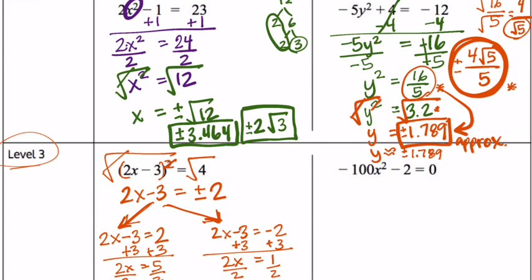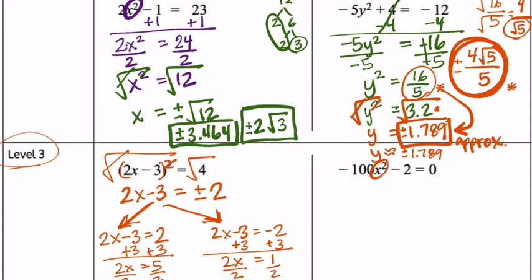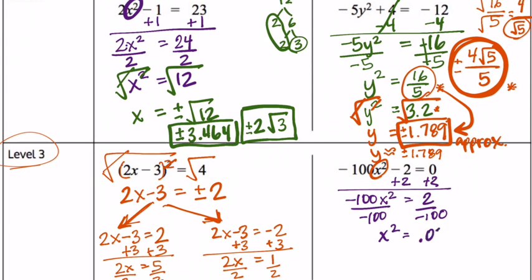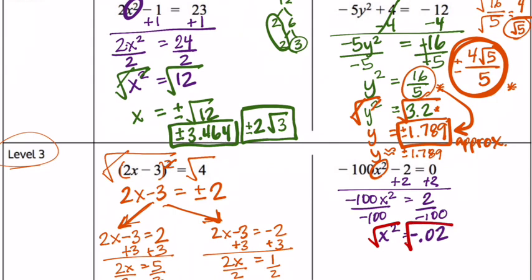Right? If we see one slightly different, just like this one, again, I need to get x squared by itself. So I have, it's multiplied by negative 100 and subtracting 2. So I'm going to add 2 on both sides. Negative 100 x squared equals 2. Divide by negative 100 on both sides. X squared equals, I'm going to go ahead and get that decimal number. So 2 divided by 100 is 0.02, and it's a decimal. That's kind of gnarly, so I'm going to go ahead and take the square root of both sides.